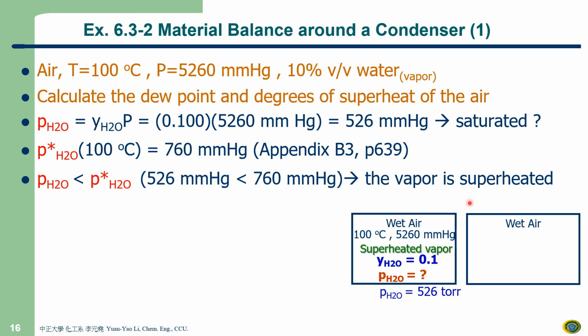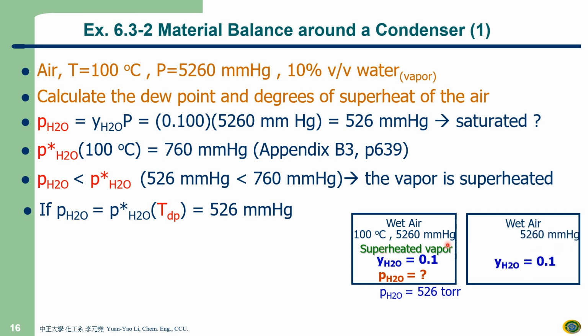In that case, how can you get the dew point? If the partial pressure is 526 millimeter mercury, you get the first drop. That's the dew point. So what you can do is keep the pressure as a constant and reduce the temperature. Once you reach 526 millimeter mercury, you'll get the first drop. If you start to decrease the temperature from 100 to a certain point, you will get the first drop of the water. And this is what we call dew point.